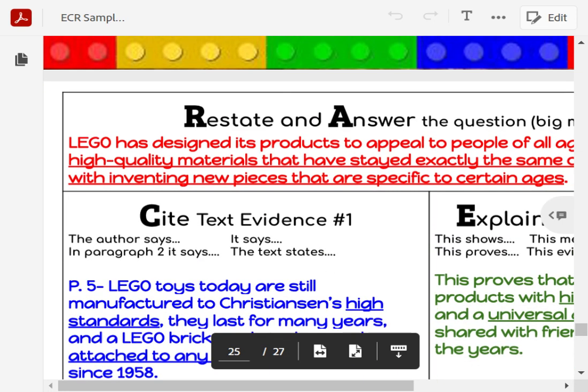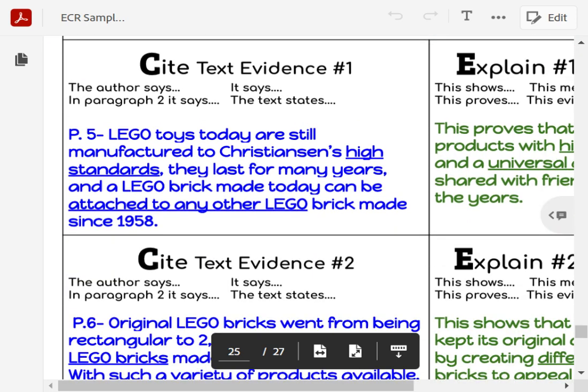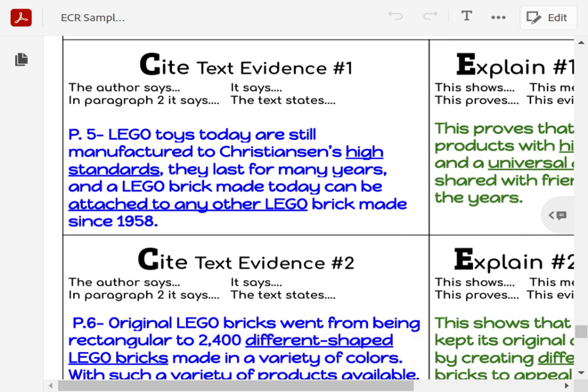So this question, like I said, was how Legos were designed. How did they design their products to appeal to people of all ages? So when I was looking through the passage, the first thing I found was in paragraph 5, and they talked about how the guy who invented Legos used really high quality and had high standards, and that's why they lasted and they still last for many years. And then there was another sentence at the end of the paragraph that said that Lego bricks made today can be attached to any other Lego brick that's been made since 1958.